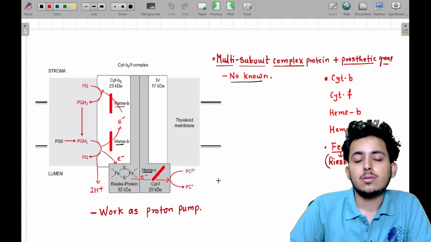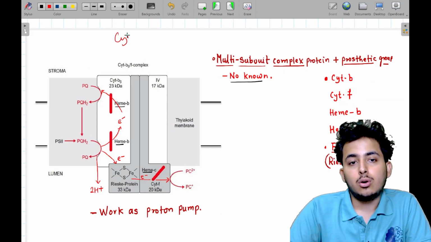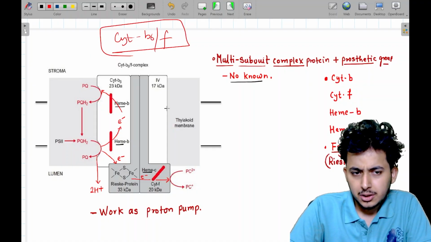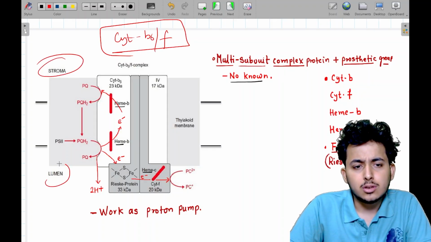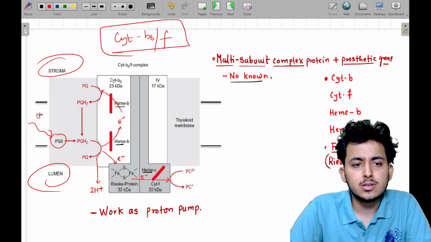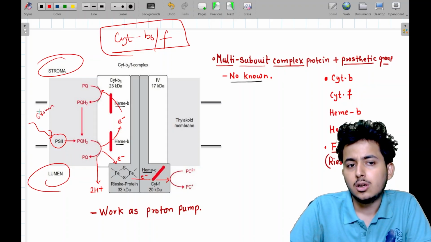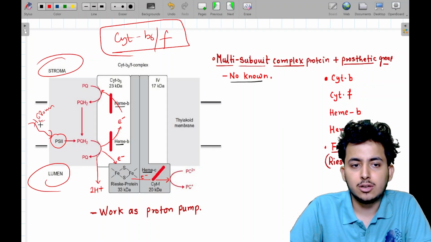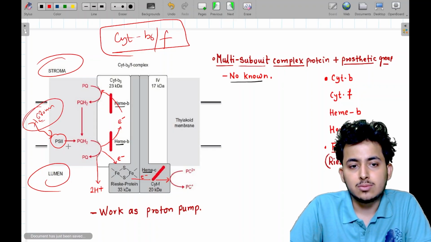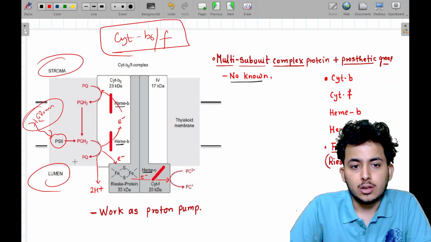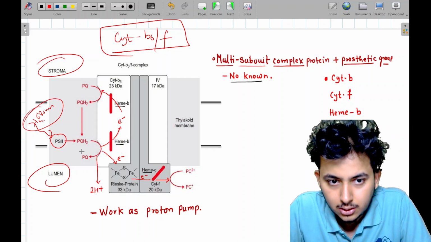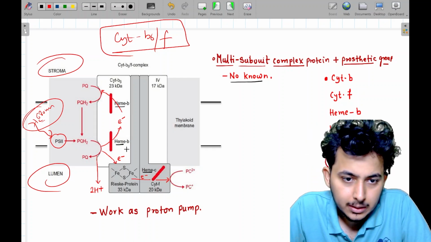Now if you see this, we are talking about the cytochrome b6f complex, guys. Here this is the stroma, this is the lumen. As soon as light corresponding to 680 nanometers or lesser, that is lambda less than or equal to 680 nanometers, falls on PS2, what is happening? It is transferring the electrons, and as soon as electrons are getting transferred, what is happening?